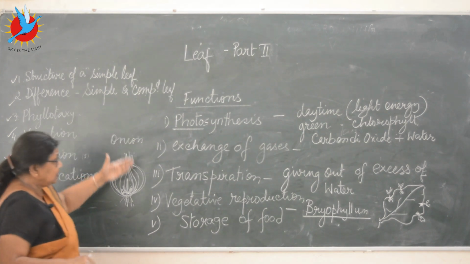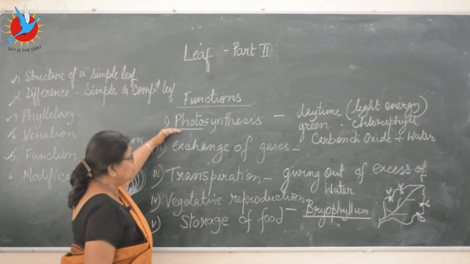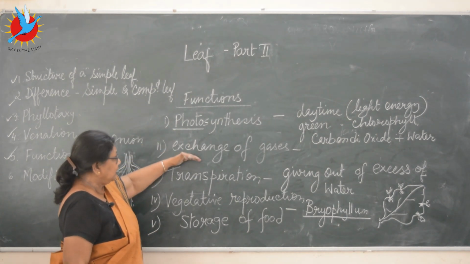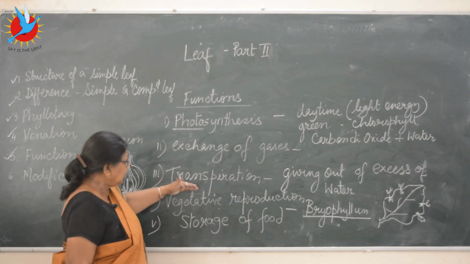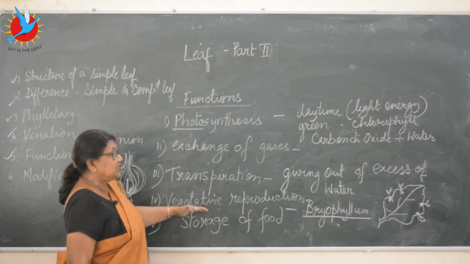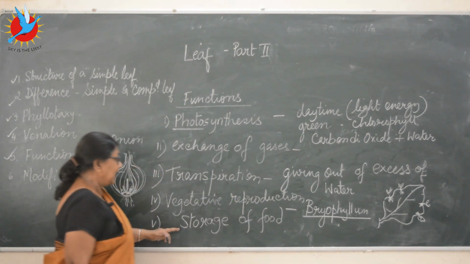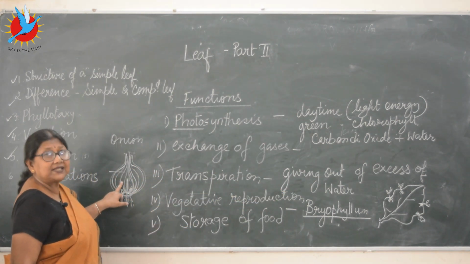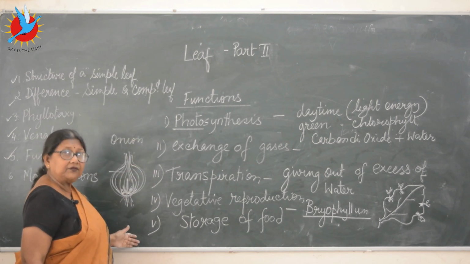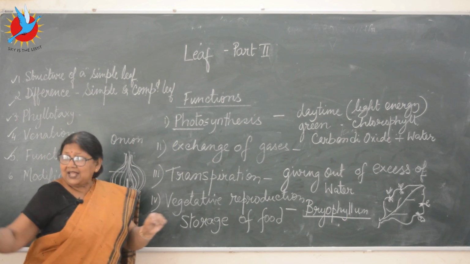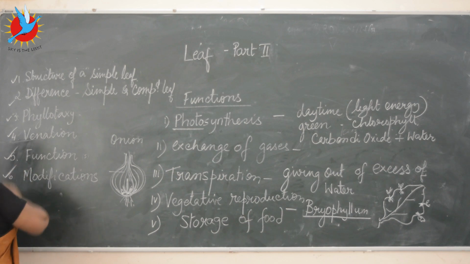So we get the functions. How many functions are there? Five. What are they? Prepare food for the plant, exchange of gases, transpiration or giving out of excess water, grow new plants, vegetative propagation or reproduction, example given Bryophyllum, and storage of food. A very common example is the onion. So five functions of the leaf. Clear? Now the last part of the leaf is left, that is the modification.